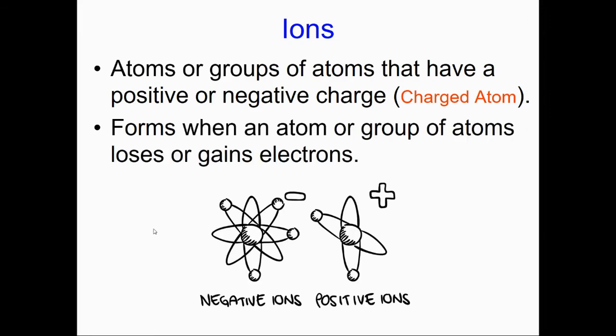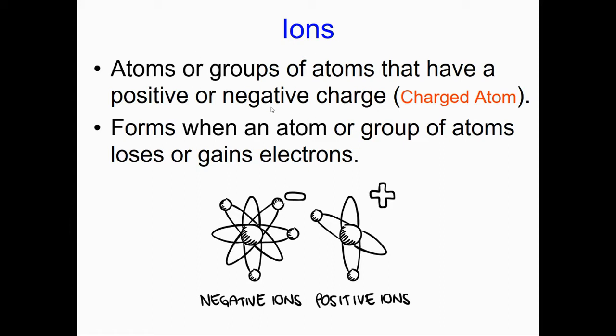An ion is an atom or group of atoms that have a positive or negative charge. So far, all we've talked about is atoms that have a positive or a negative charge. But now we're throwing in this group of atoms. These groups of atoms are called polyatomic ions, which we'll talk about in a minute. But an ion is basically anything that has a charge, a positive or a negative charge.